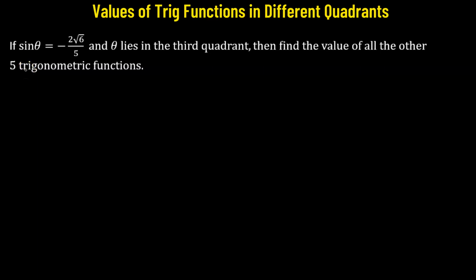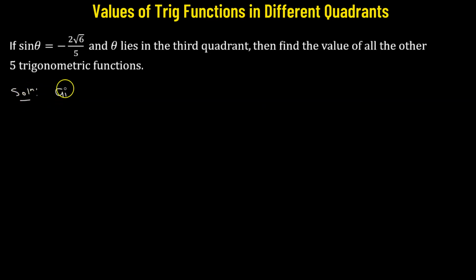So here in this problem, we are given the value of sine theta, which is negative 2 times square root of 6 over 5. And theta lies in the third quadrant. So we need to find out the value of the remaining 5 trig functions. So let's do that. We'll start with whatever is being provided to us.